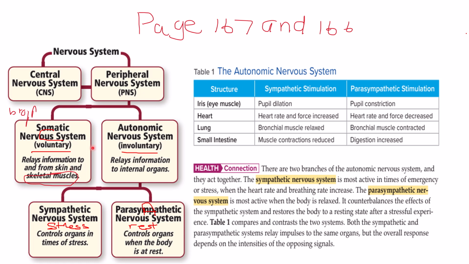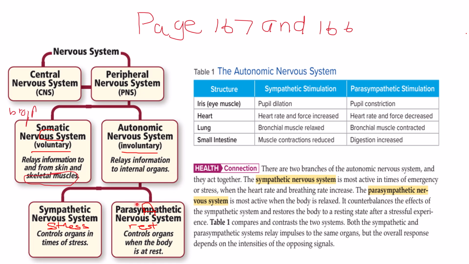So that's the somatic nervous system, whereas the autonomic nervous system is what you cannot control, which is the involuntary actions. Autonomic stands for auto, which is automatic. You do not have to do it; the body automatically does that. So that is the autonomic nervous system. It relays information to the internal organs. Okay, so that's the autonomic nervous system.